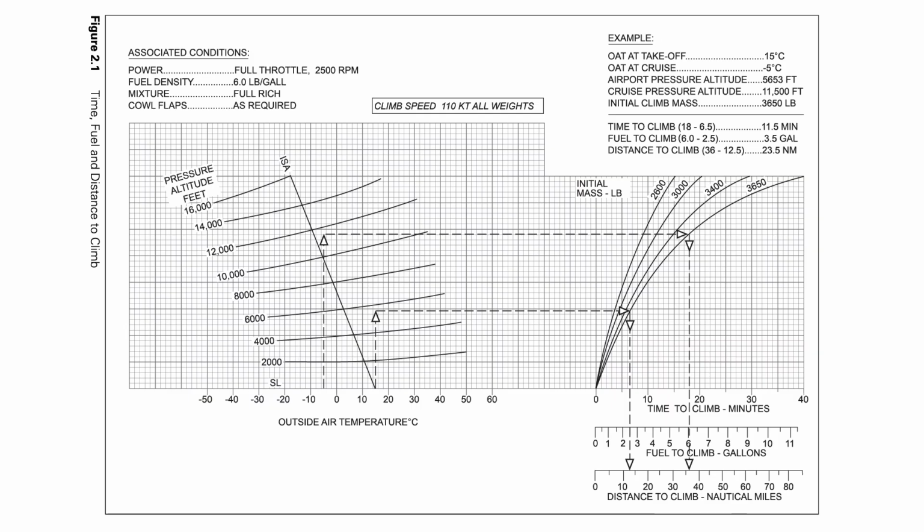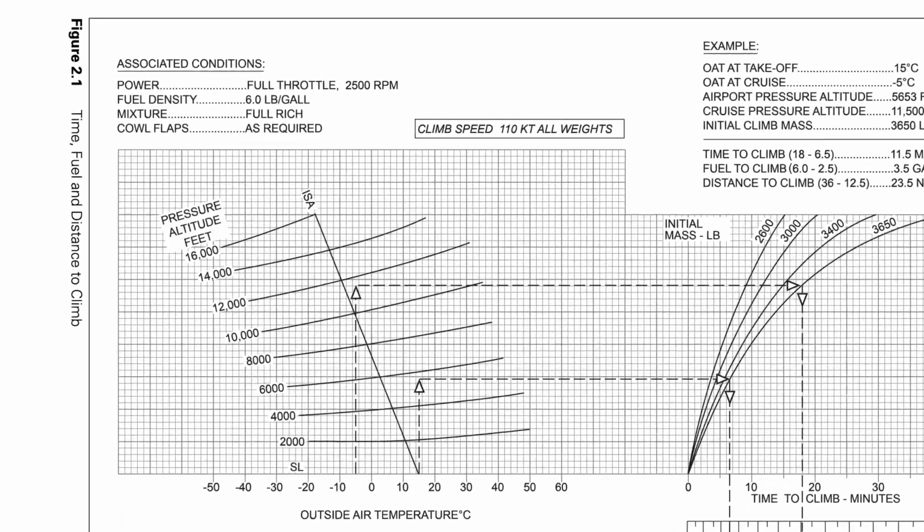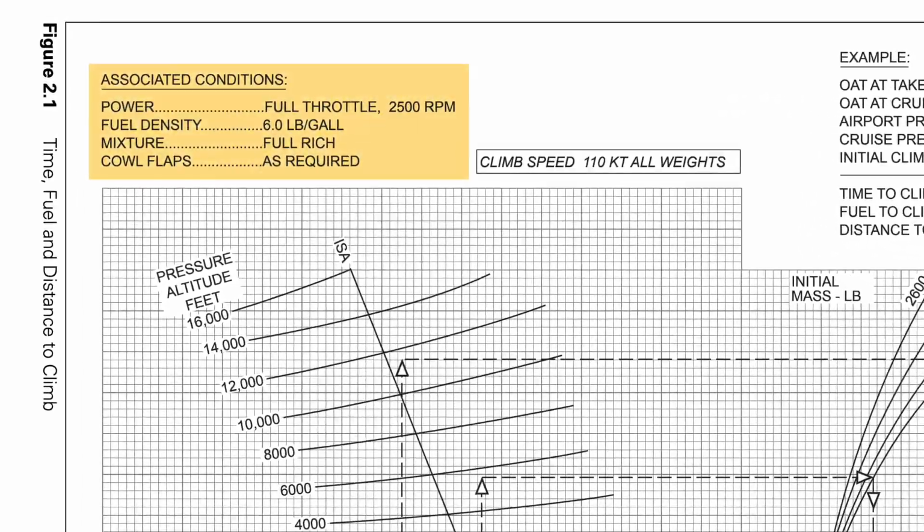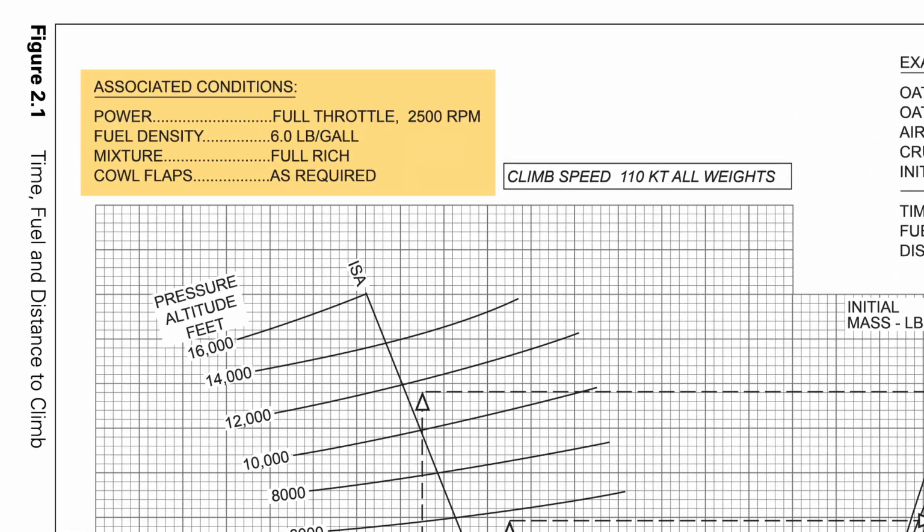Single engine piston, figure 2.1, time, fuel and distance to climb. The associated conditions are power, full throttle, 2500 RPM, fuel density 6 pounds per gallon, mixture full rich, and cowl flaps as required. The climb speed is 110 knots for all weights.